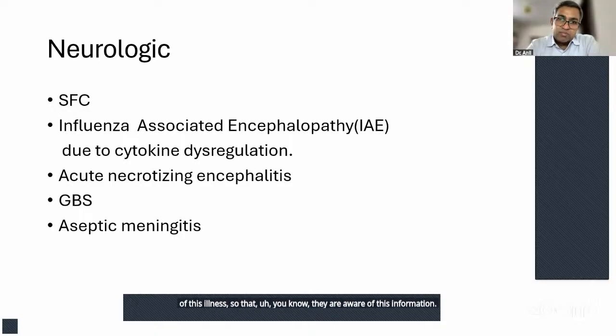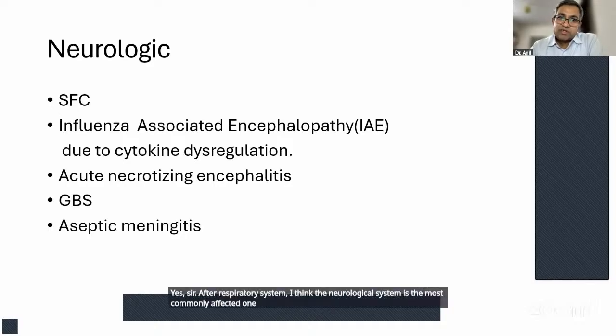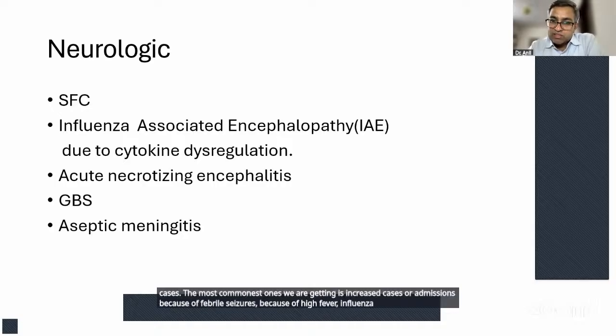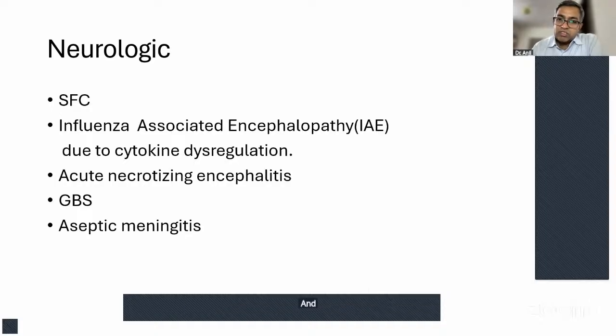After the respiratory system, I think the neurological system is the most commonly affected one, even though it is rare. Once in a while, we do get these cases. The commonest ones we are getting are increased admissions because of febrile seizures. Because of high fever in influenza, we're getting febrile seizures. And as it progresses, we are getting children having multiple episodes, like cluster seizures, because of the high-grade fevers. Some of them are becoming encephalopathic.